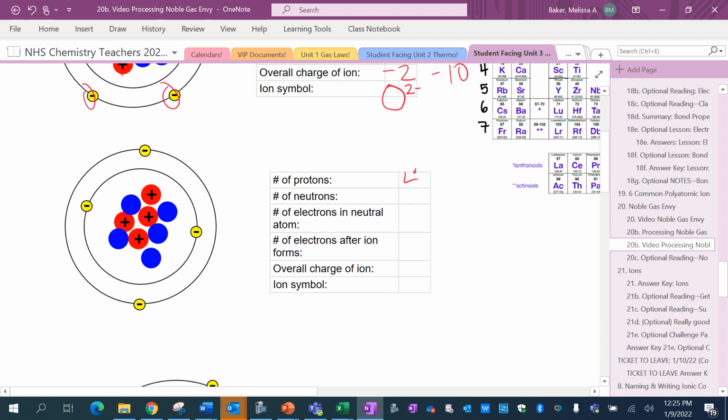Next, we've got 4 positives, 5 blue neutrons, and this also has 4 electrons when it's neutral. It would like to lose these 2 to only have 2 like helium. So then it's only going to have 2. So if it has 4 positives and only 2 negatives, the charge will be +2. This will be Be with a +2 charge.